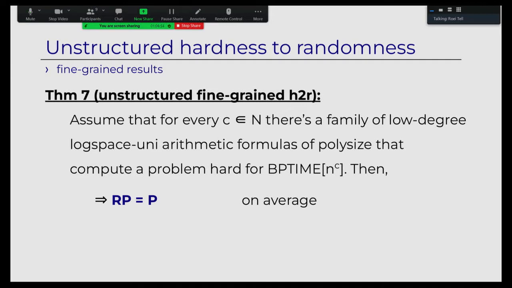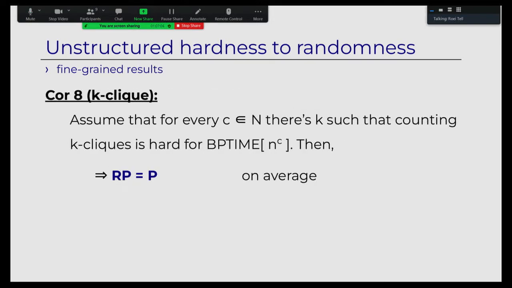And let's instantiate this for 1 second. I want to make sure I have time for the next slide, okay? So I'm going to take additional questions afterward. I want to instantiate this for k-clique, just so that we see. K-clique is definitely computable by a family of uniform arithmetic formulas of bounded size. That's not a problem. So for k-clique, assume that for every c there's a k such that counting k-cliques is hard for time n to the c.